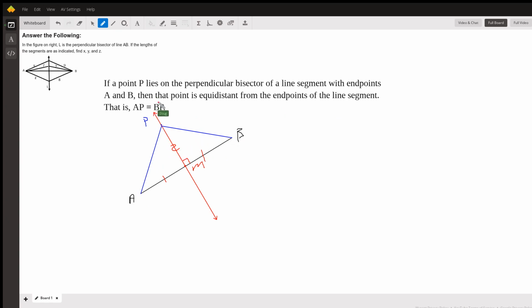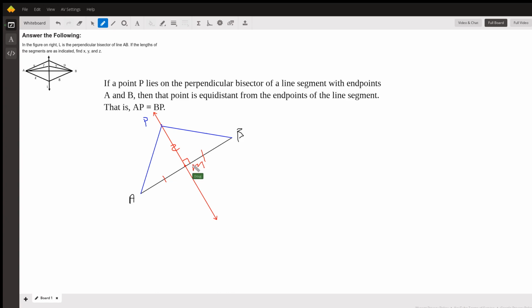It doesn't matter where P is on this line. As long as this is the perpendicular bisector, that point will be the same distance from A as it is from B. The segment AB does not have to be horizontal. It can be in any direction. But the definition of a perpendicular bisector is that it passes through the midpoint of the segment and it's perpendicular to it, forms a right angle.